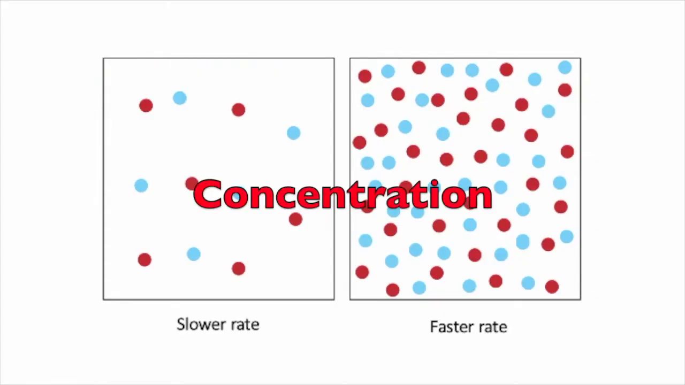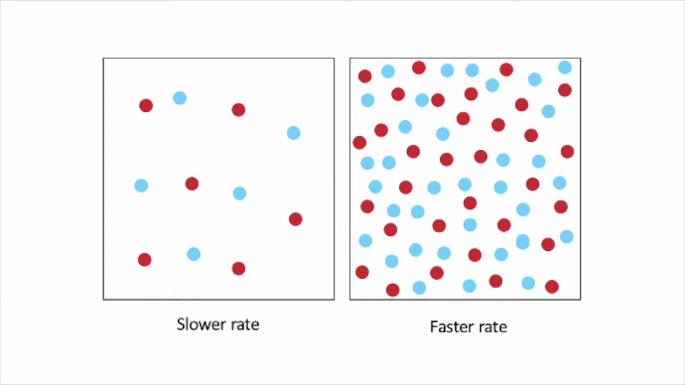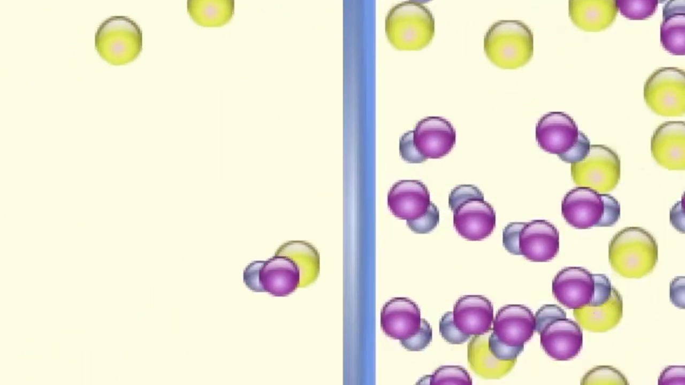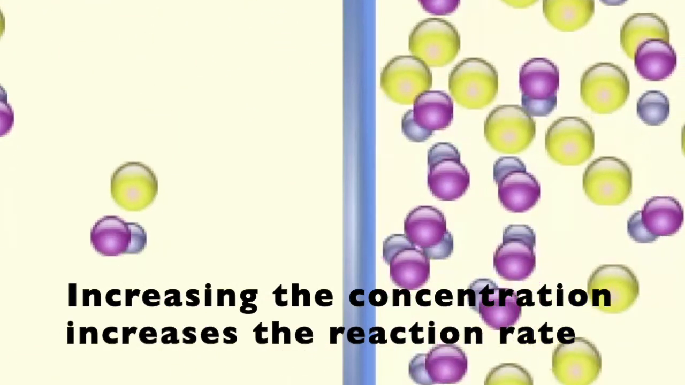Now let's look at some of the factors that we can vary in the lab that will affect collision rates. The first one is concentration. As the concentration of the reactants increases, there are more molecules available to collide with each other. In other words, there will be more collisions per second, and this will increase the reaction rate.